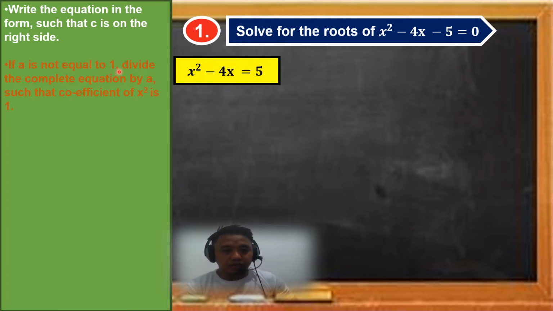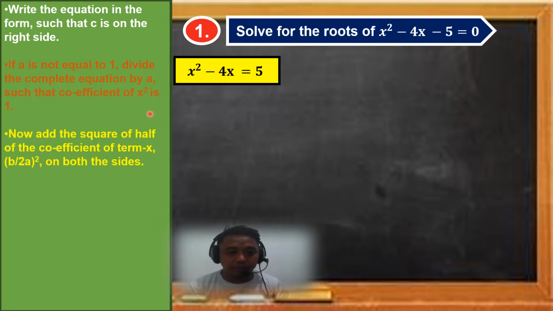Pero sabi rito, if A is not equal, divide the complete equation by A. So, i-divide mo kapag hindi equal sa 1 yung A natin, the whole equation. But in this case, ang A natin is equal to 1, we will proceed to step number 3. Now, add the square of half of the coefficient of term x, which is b, ito yung x natin. Diba? Ax squared plus bx.